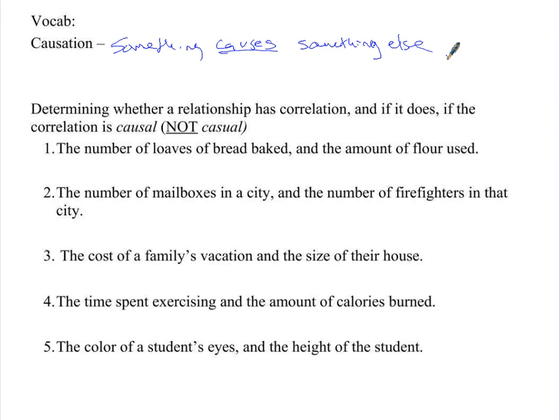So determine whether a relationship has correlation. Then if the relationship has correlation, determine whether or not the correlation is causal, not casual. Okay? These are two different words. This is causal, this is casual. Notice the difference. The U and the S are in their different spots. Okay? Causal is causation. Does one cause the other to happen? There can be a relationship, but does one directly cause the other one to occur?